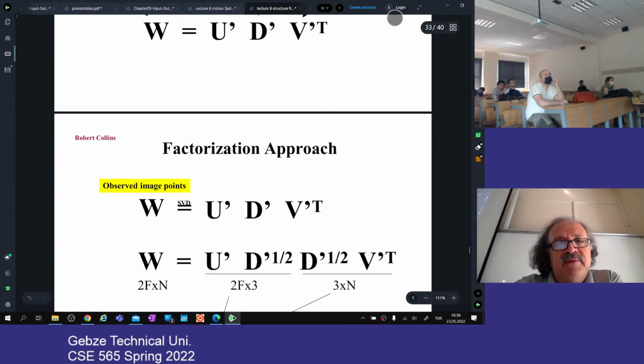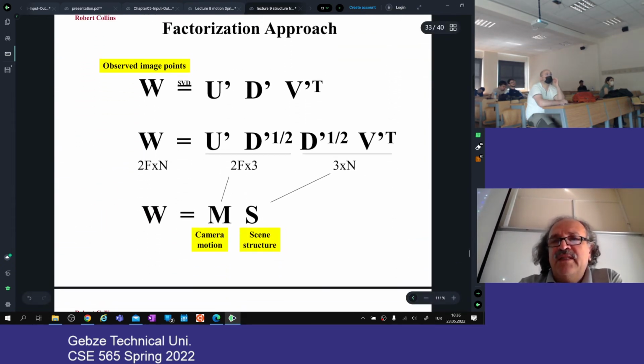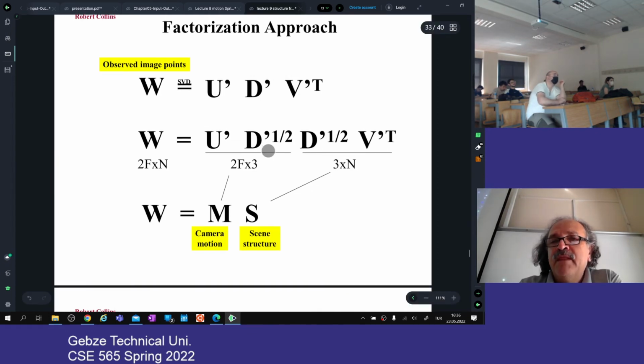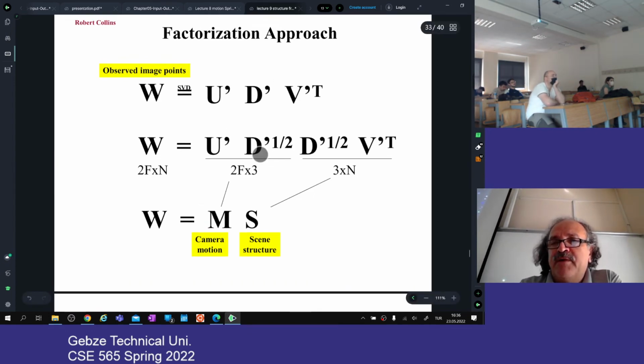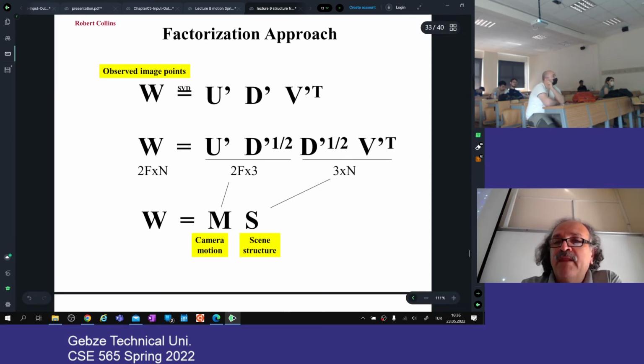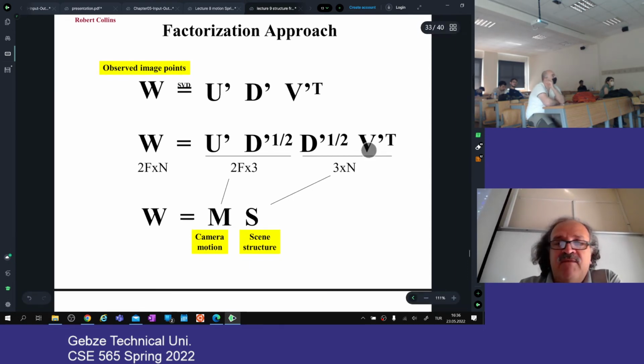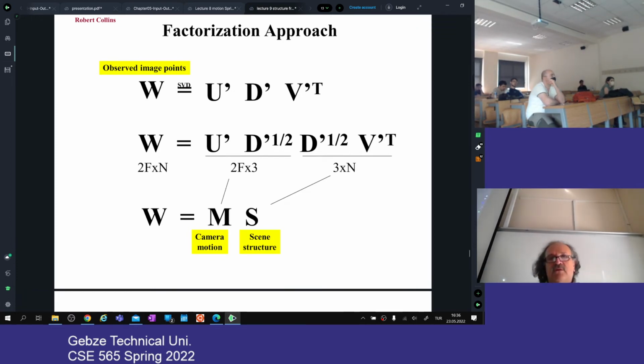Okay, some smart people said that, why don't I take the square root of this D, multiply U prime with the square root of D prime, and the square root of D prime with V prime? So you get your 3F by 3 and 3 by N matrix. This is your motion matrix. This is your scene matrix. They said that, and this looks nice.